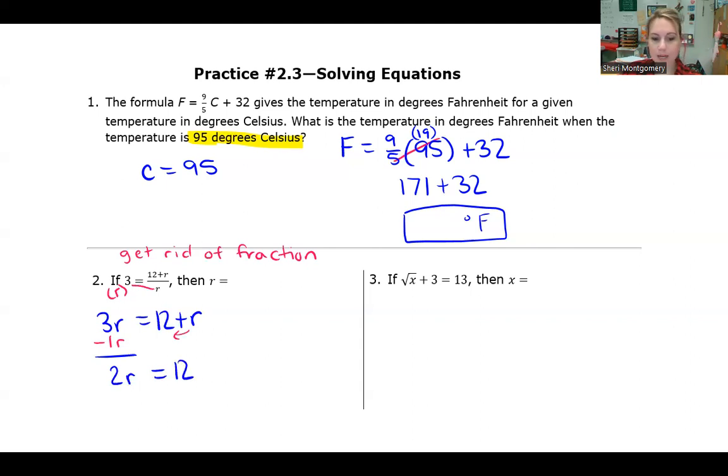We've got one last step. We can divide by 2. So we get R is equal to what? Very good.